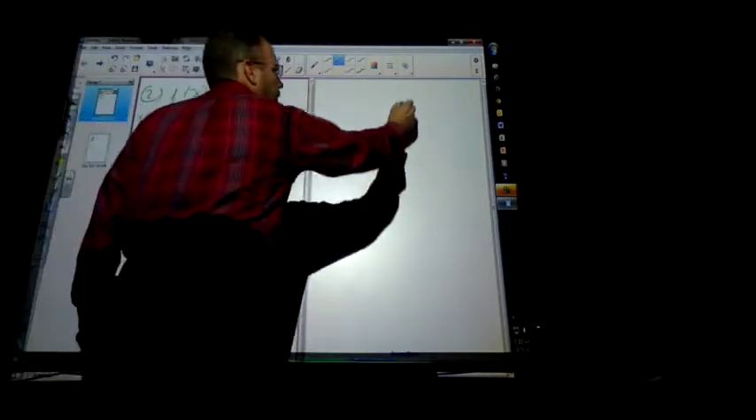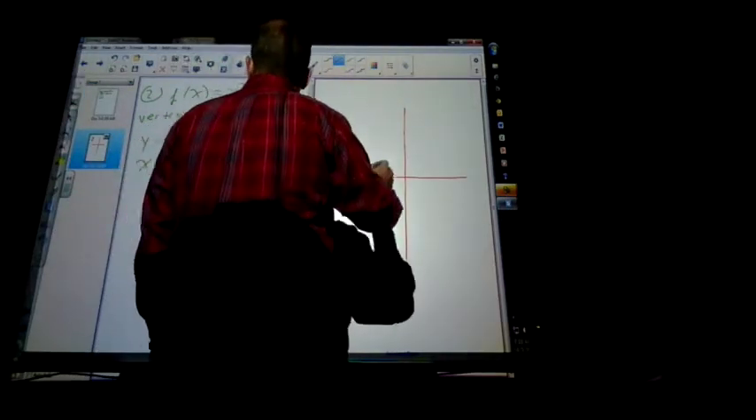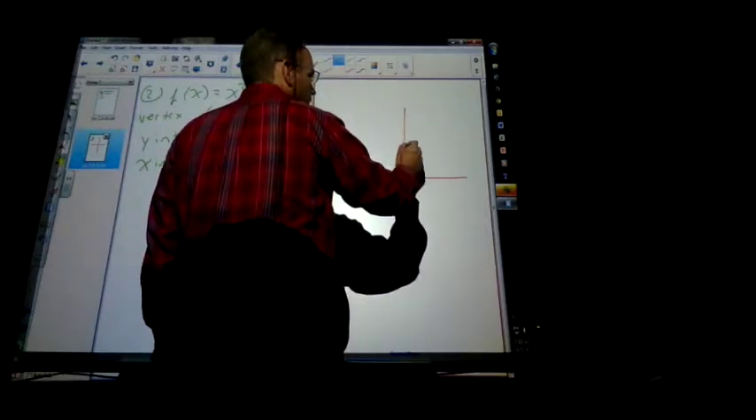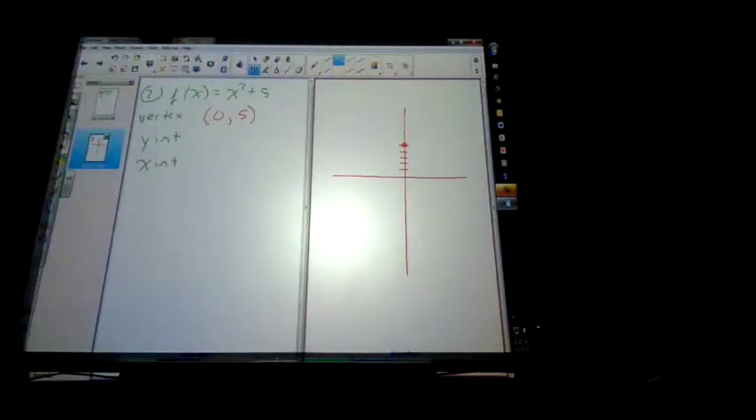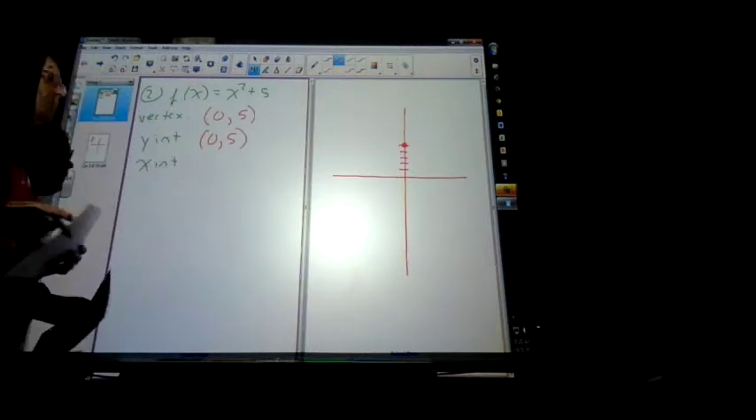So I'm going to go ahead and plot that. I know that's going to be my vertex. So 0, 5. Okay? Where is this going to be crossing the y-axis? At 0, 5 as well. It just happens to be that my y-intercept and my vertex are the same point.